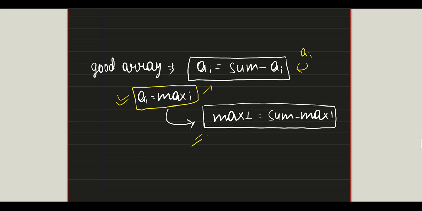So the equation becomes max1 equals sum minus max1. And now I am saying that if this equation holds for the max element of the array, then we can simply conclude that our array is a good array. But if this equation doesn't hold, this means for any other element of the array, this equation will not hold as well. So we can simply conclude that our array is not good.